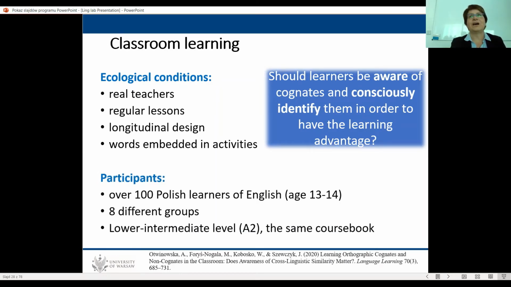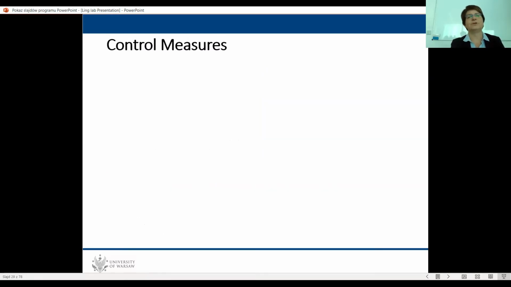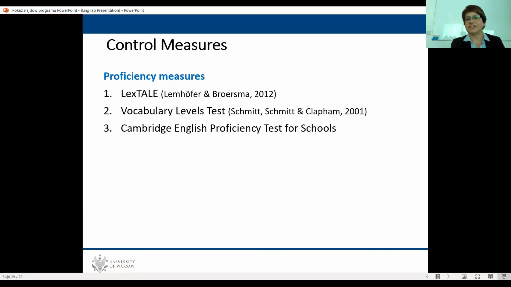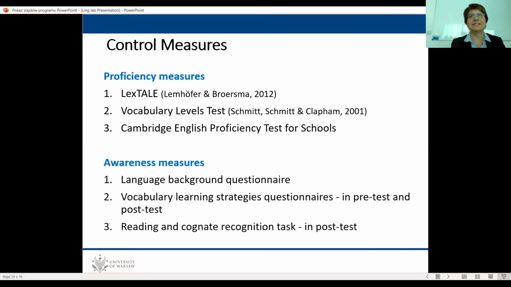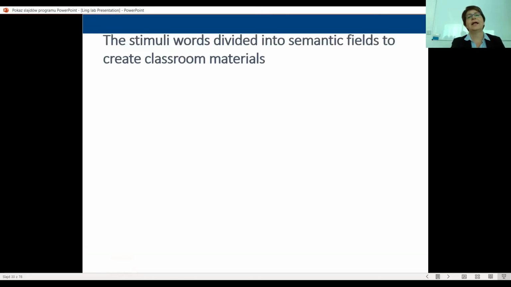We examined over 100 participants. Actually, we examined more than that, but we had to throw away some of our data. I will tell you why in a moment. In this study, you'll see 8 different groups, lower intermediate level, all using the same course book. We had a lot of control measures. I'm not going into them. Proficiency measures, different types of awareness measures that we used. What is important, we tried to go as ecologically valid as possible.